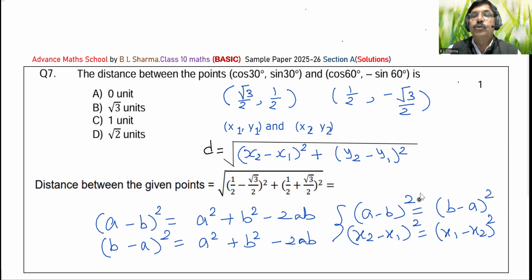इसलिए ये हमने लिया है यहाँ पे क्योंकि we know (a minus b) whole square is equal to (b minus a) whole square. That is why (x2 minus x1) whole square is equal to (x1 minus x2) whole square. Doesn't matter, आप इसके चाहे तो (x1 minus x2) whole square plus (y1 minus y2) whole square भी ले सकते हैं. On further simplification, we get root 2. आपको simplify करना पड़ेगा. So I think now the answer is very much clear. D is answer.